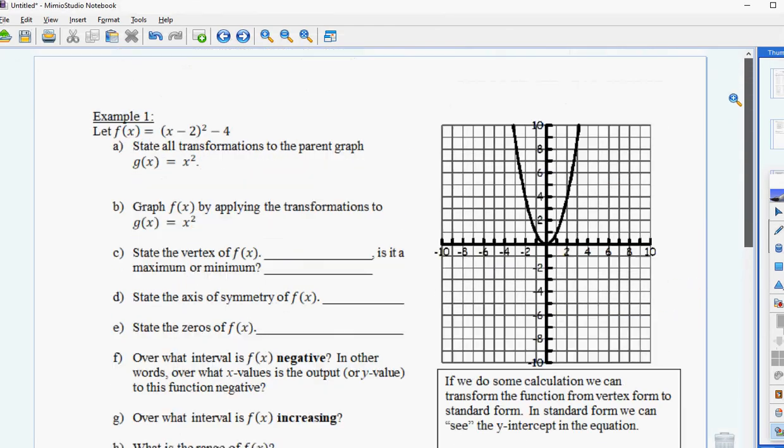So if we did example 1, what we can see is that this is a shift 2 units to the right, while this is a shift 4 units down. And that's what they want us to answer for part A.